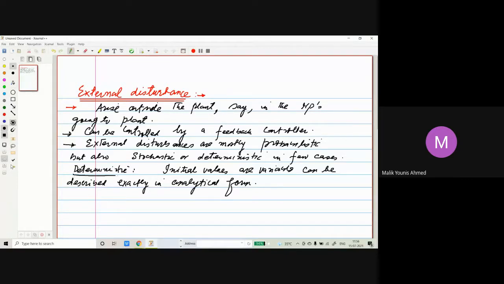Now, stochastic is the second type of disturbance. This is a type of signal. These are types of signals which cannot be exactly described or predicted.